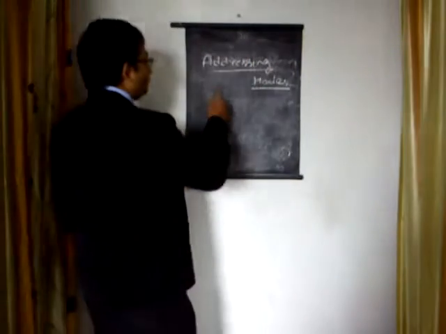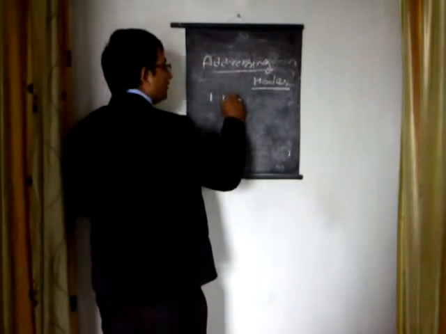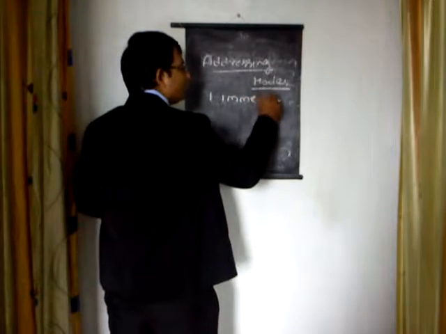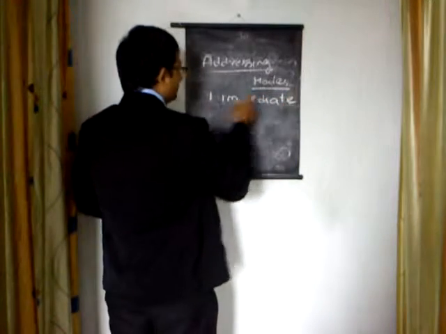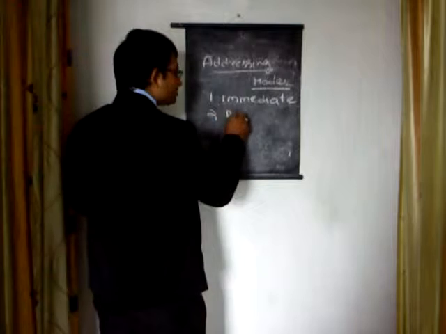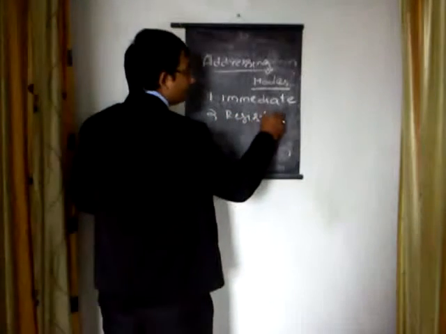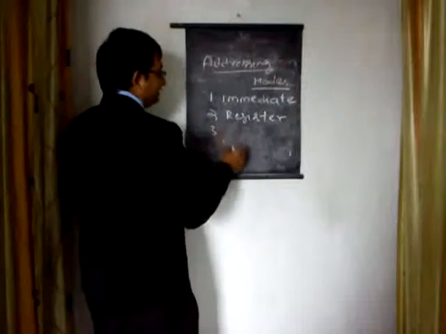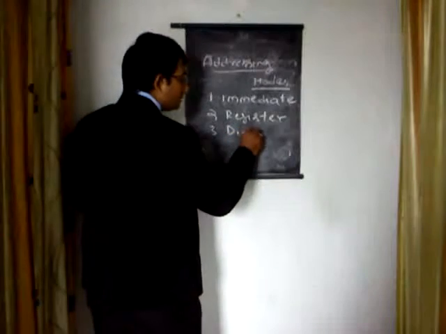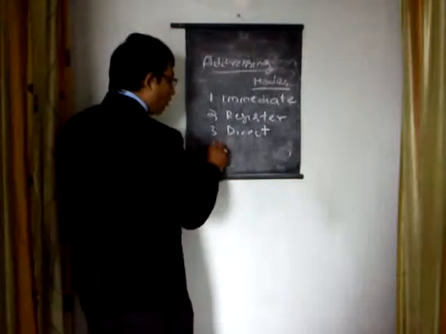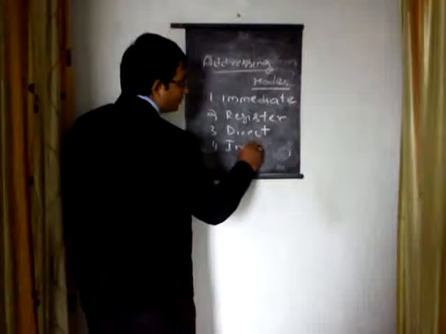So there are 4 types of addressing modes. Number 1 is immediate addressing mode. Number 2, register addressing mode. Number 3, direct addressing mode. Number 4, indirect addressing mode.